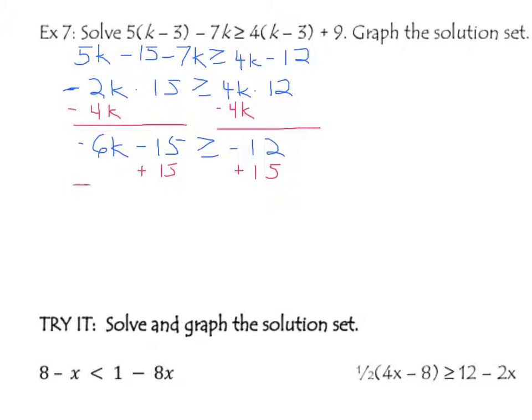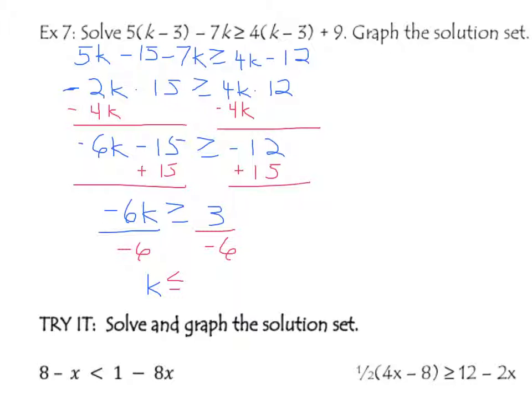we get -6k is greater than or equal to 3, and then we're going to divide by a negative number. And so on the left we get k, then we reverse our inequality because we divided by a negative number, and on the right we get 3 divided by -6, which is negative 1/2.